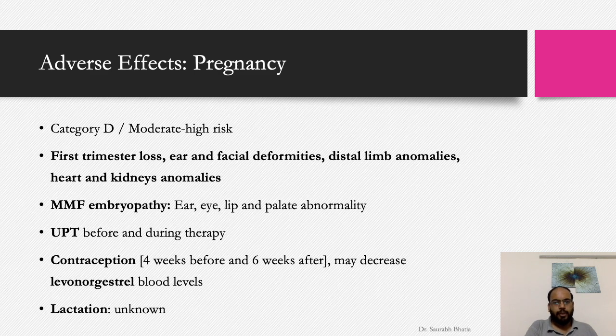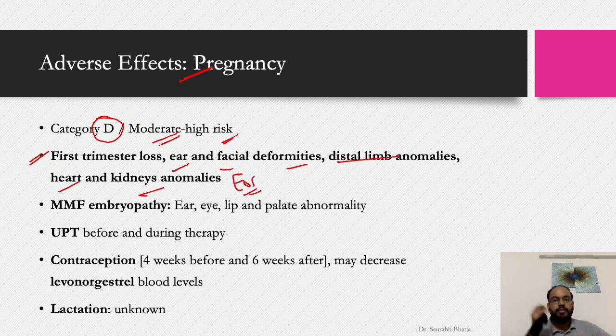Discussing few important points regarding the use of MMF in pregnancy. So MMF is category D as per the older classification of safety of drugs in pregnancy. The current classification is moderate to high risk. So if in Viva you're asked about the pregnancy classification of MMF, it is moderate to high risk and it is associated with first trimester loss. And predominantly the deformities that occur are ear and facial deformities, distal limb abnormalities, heart and kidney anomalies. Additionally, esophageal abnormalities have also been reported with MMF.